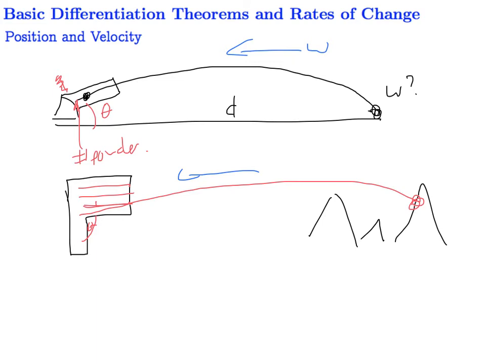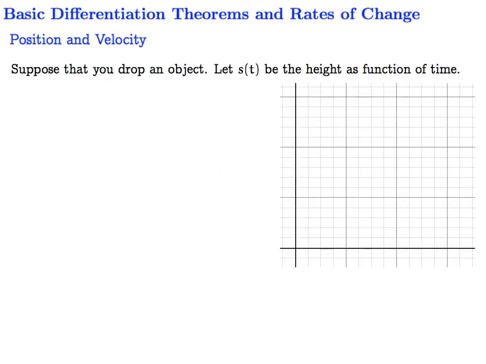We're going to worry just about dropping stuff. Suppose you decide that you're going to drop an object. Let s of t be the height of the object over time. Here, horizontally, we'll measure time. Vertically, we'll measure some height. We'll call it s. Our graph is going to look something like this. We're going to drop something from up here. It's going to fall to the ground. This is ground level.